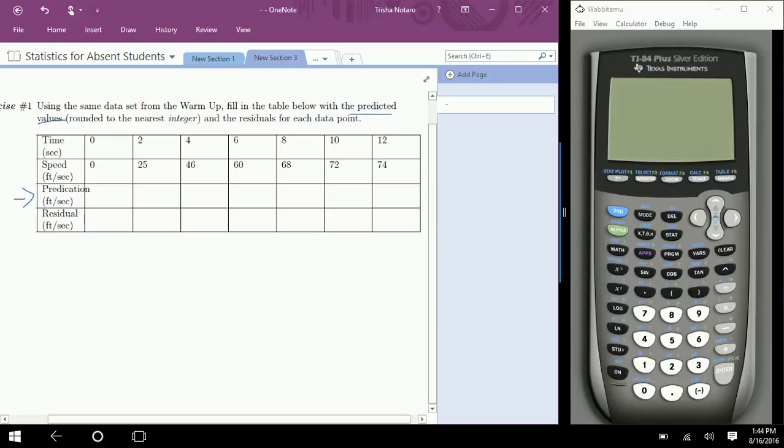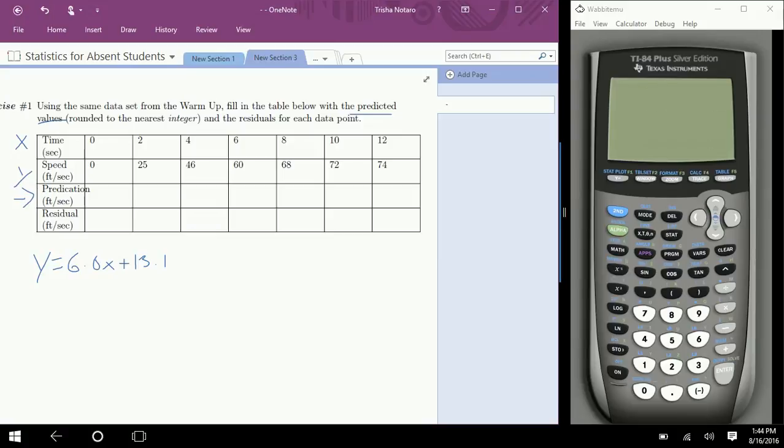Once again, as I said in the warm-up, this is my x, and this is my y. From the warm-up, we saw that we have an equation y equals 6.0x plus 13.1. They observed that after 0 seconds, there was 0 speed.